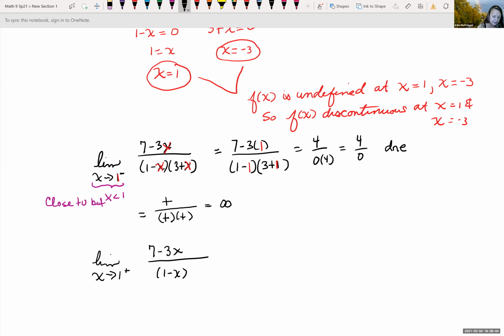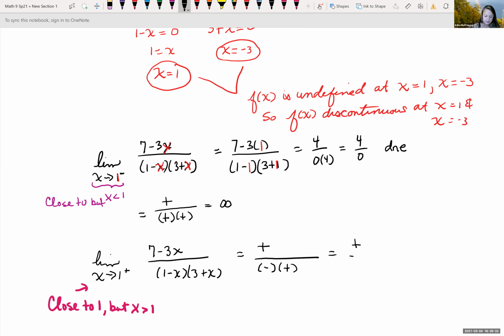And so I'm going to do the same sort of reasoning, but this time, because I'm coming in on the right-hand side, my values of x are bigger than 1, close to 1, but bigger than 1. So if I'm plugging in a number close to 1 and multiplying it by 3 and subtracting from 7, that's still a positive number. So I got a positive number here all over 1 minus a number that's a little bit bigger than 1, which is going to be a negative number. And 3 plus a number that's close to 1 is going to be positive. And so in this case, we have a positive number in the numerator, negative number in the denominator. So as x is approaching 1 on the right-hand side, this graph is shooting downwards.